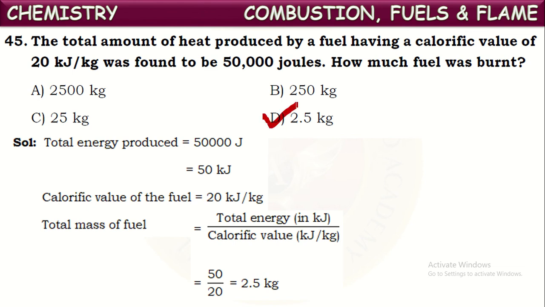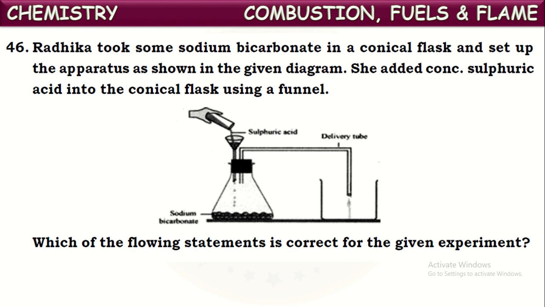Okay, next question. One activity is mentioned here. Radhika took some sodium bicarbonate in a conical flask and set up the apparatus as shown in the given diagram. She added concentrated sulphuric acid to the conical flask using a funnel. She has taken sodium bicarbonate in a conical flask and arranged two rubber corks. Into one rubber cork, she kept a funnel. Into another cork, a delivery tube is connected.